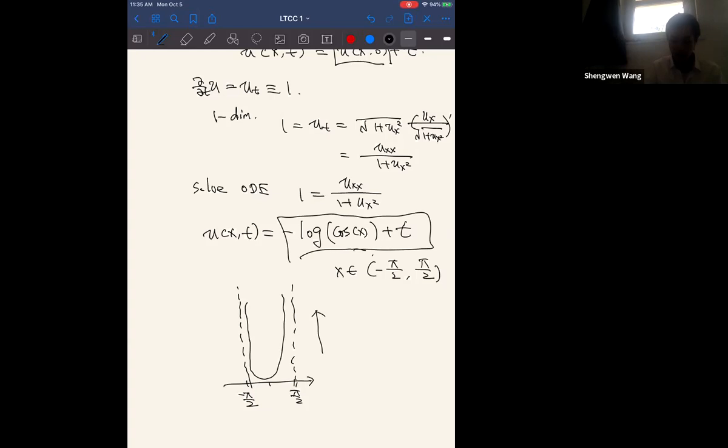And this particular translating soliton also has a name. It's called the Grim Reaper, because it looks like a Grim Reaper, reaping out everything. So it's an eternal solution. It comes from time negative infinity and goes to time positive infinity, and it will sweep out this whole strip region.